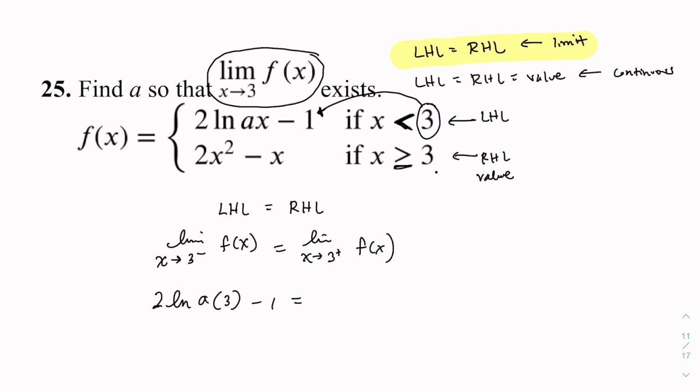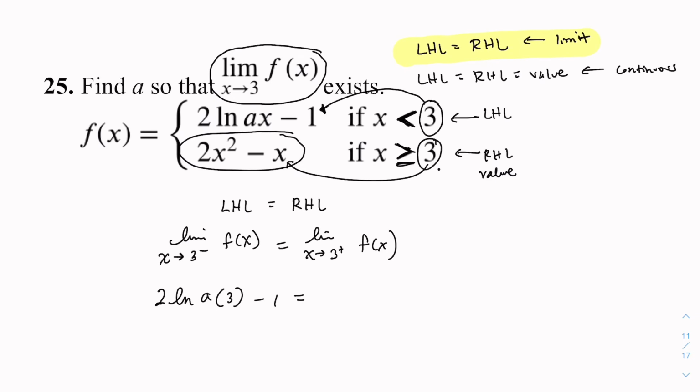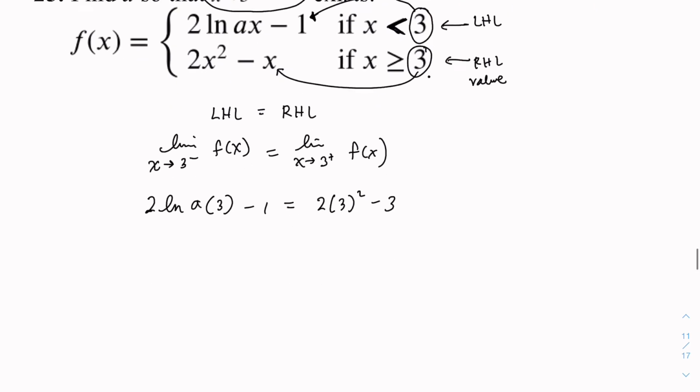On the right-hand side, we get to plug in 3 for x to this function, because this is the function that's relevant on the right of 3 for larger values. So let's plug it in. We get 2 times 3 squared minus 3.